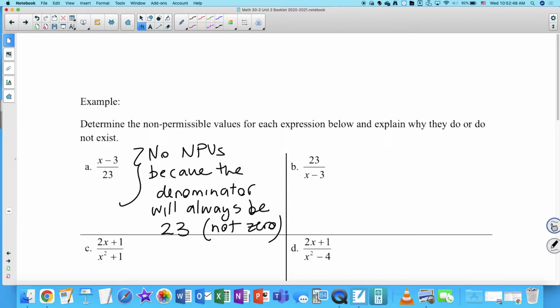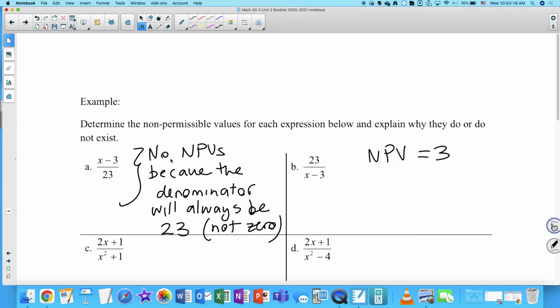Okay? What about the second one where we have the reciprocal, 23 over x minus 3? Yeah. NPV is 3? Right. The non-permissible value here would be 3 because 3 minus 3 is 0. Now, I want to actually do D first and then go back to C.